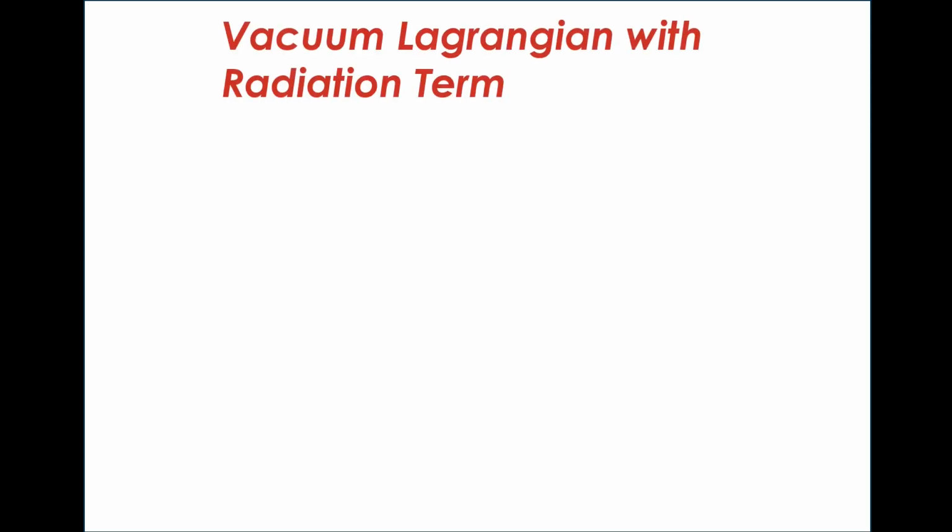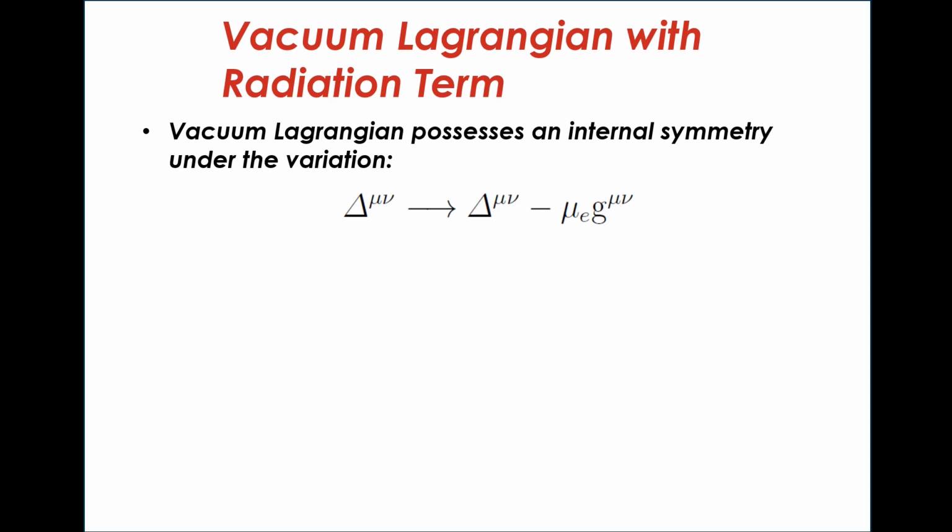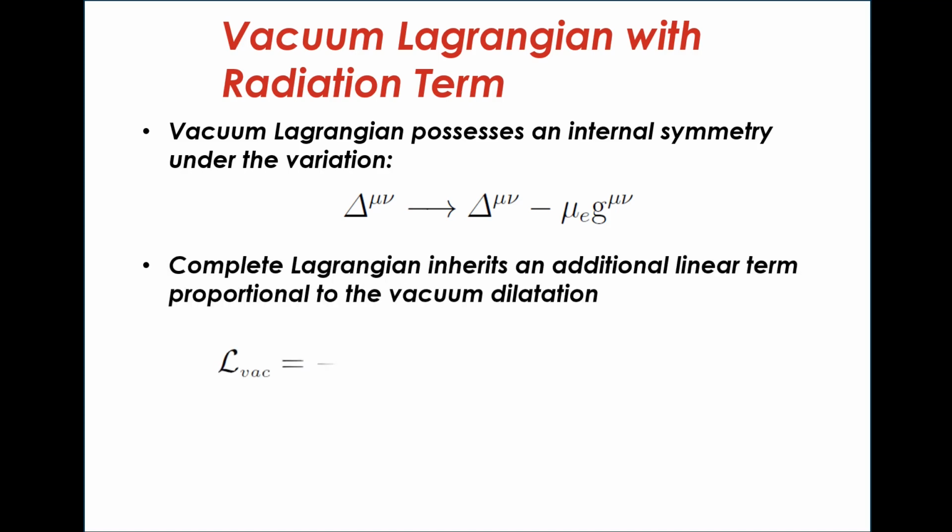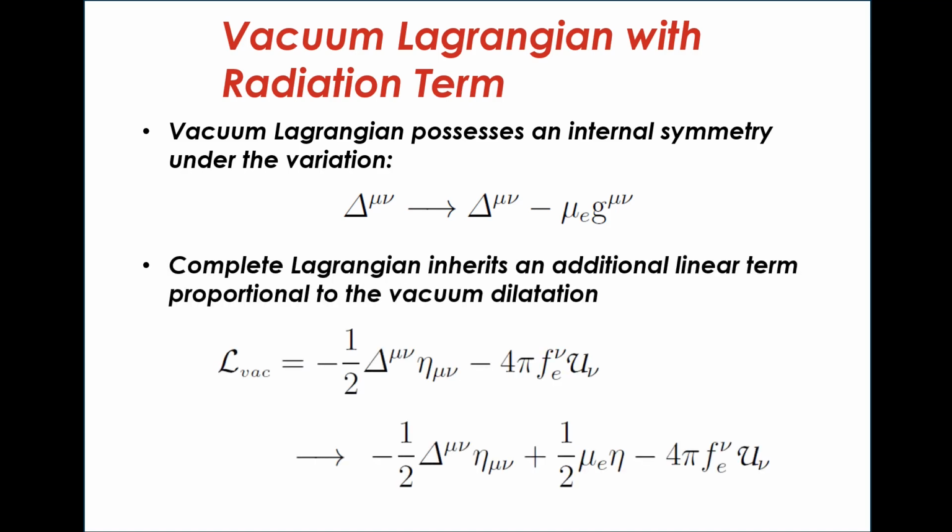For this, we observe that the vacuum Lagrangian possesses an internal symmetry under a variation of the vacuum stress tensor proportional to the metric. Inserting this into the vacuum Lagrangian generates an additional term proportional to the vacuum dilatation as indicated by the red arrow. Of course, this linear term does not change the equations of motion, but as we will show, introduces linear stresses associated with the motion of the vacuum field propagating from the source.